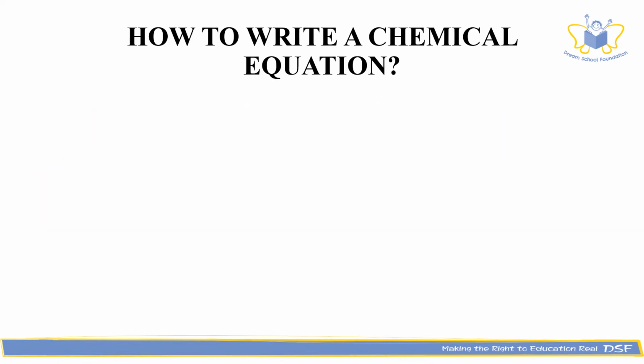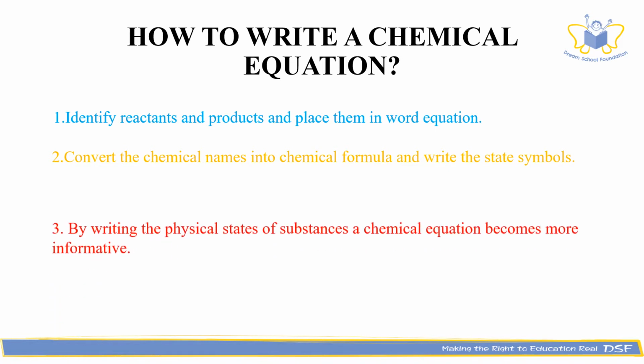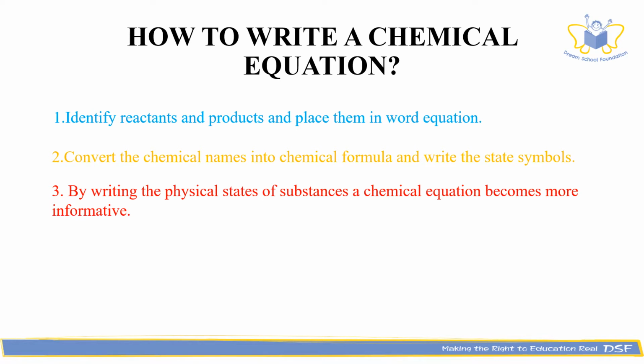How to write a chemical equation. Steps to be followed. 1. Identify reactants and products and place them in word equation. 2. Convert the chemical names into chemical formula and write the state symbols. 3. By writing the physical states of substances, a chemical equation becomes more informative. 4. Balancing the chemical equation. Let us understand each step in detail.